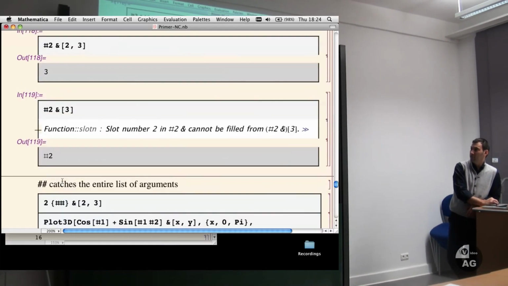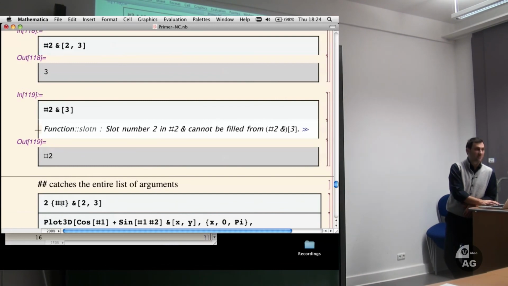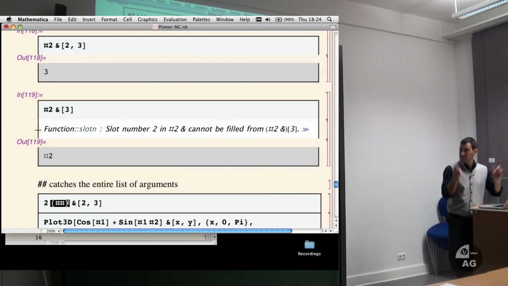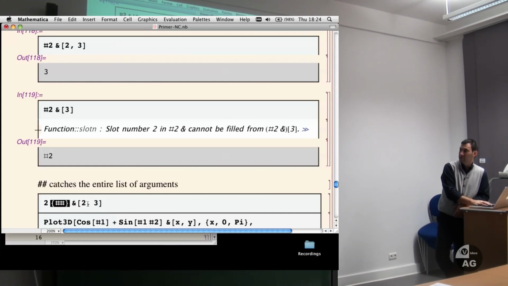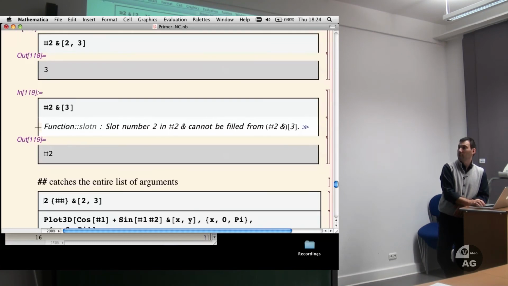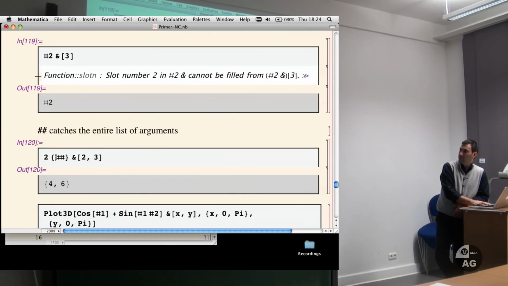Okay, then if we have a lot of arguments, this thing catches all of them. Notice how I put them into a list. Otherwise, I would have the sequence. Remember the sequence? We don't want to talk about sequences. So now I have a list. So what am I going to get out of this? The list for 6. Very good. So this thing here catches all of the arguments. Then we put them into a list, and we multiply them by 2 for 6.